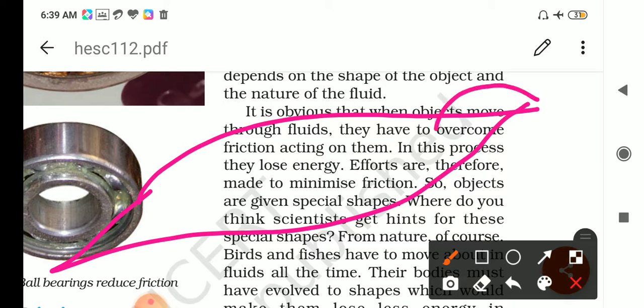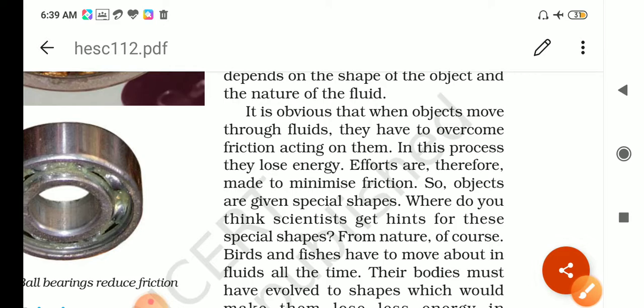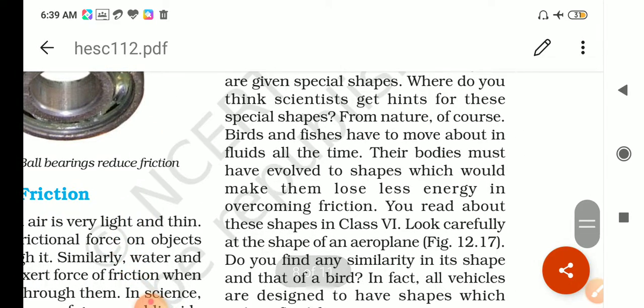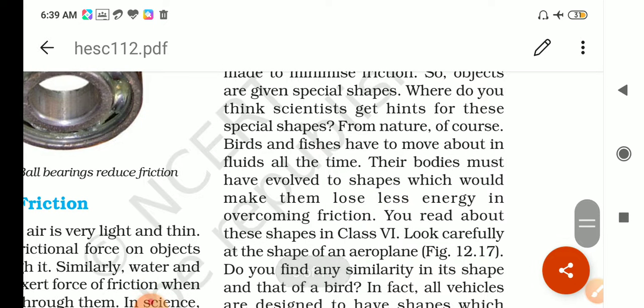So objects are given a special shape that is called the streamlined shape. In this shape, you can see, the ends are thin and the middle is broader, right? This reduces the friction of the air as well as water. If a body is moving in the air, this shape helps, because the air will easily move from both sides of the body and reduce the friction. If we are talking about air, then this shape is found in birds. Birds always have this type of shape. And in water, fishes all have a streamlined body.